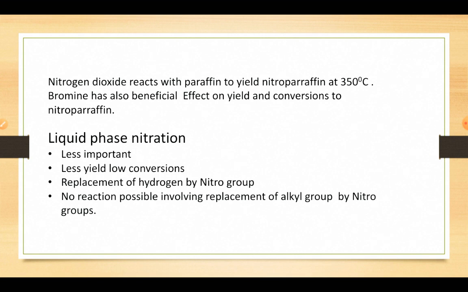Nitrogen dioxide reacts with paraffin to yield nitroparaffins at 350. When nitrogen dioxide reacts with paraffin, with increase in temperature to 350, more product, nitroparaffins, will form. Bromine also has a beneficial effect on the yield and conversion to nitroparaffins.